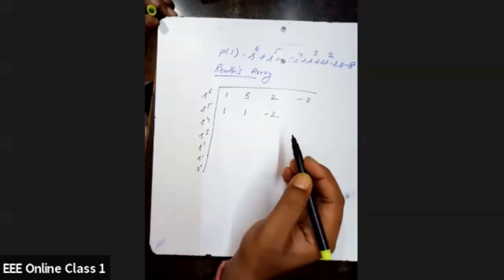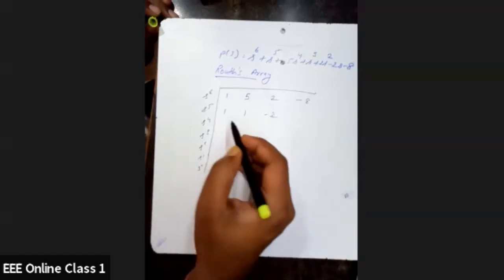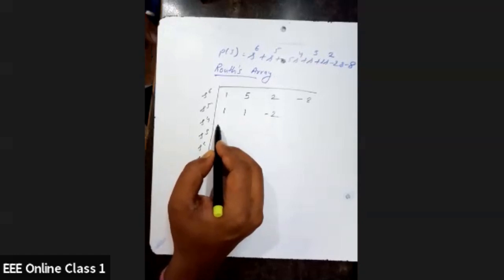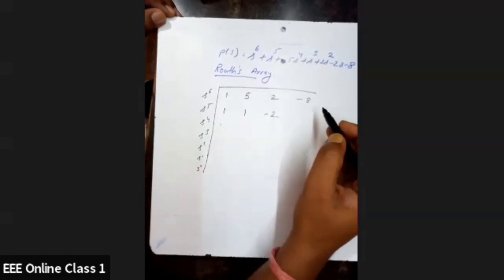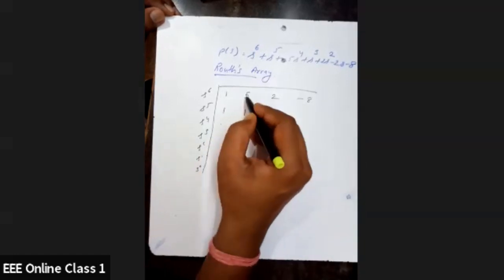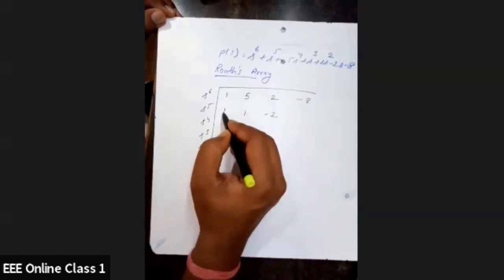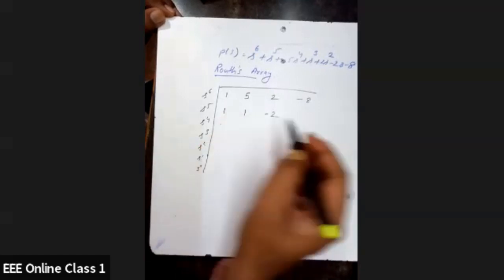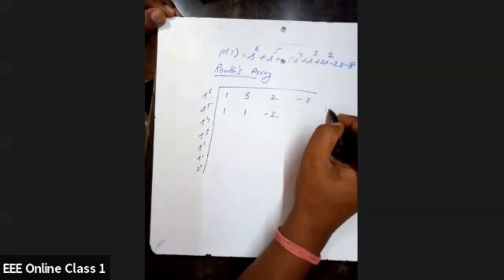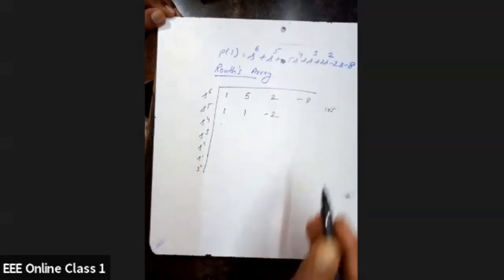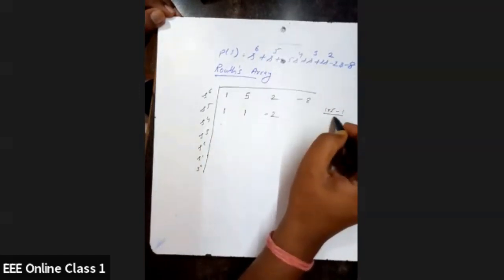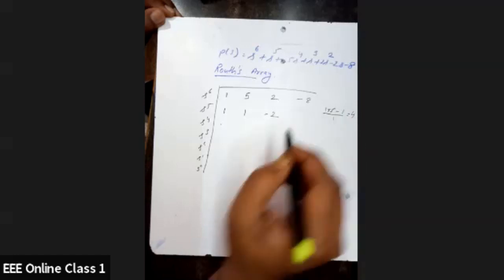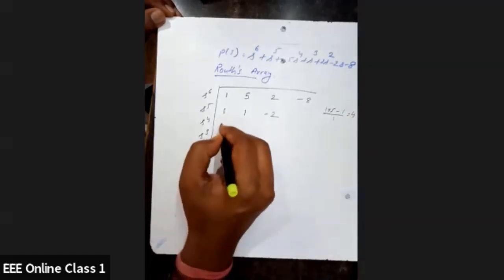Now let us find out the first element of the third row, the S4 row. Now to find this, we know that 1 into 5 minus 1 into 1 divided by 1. So this will give you 4. So this value is 4.